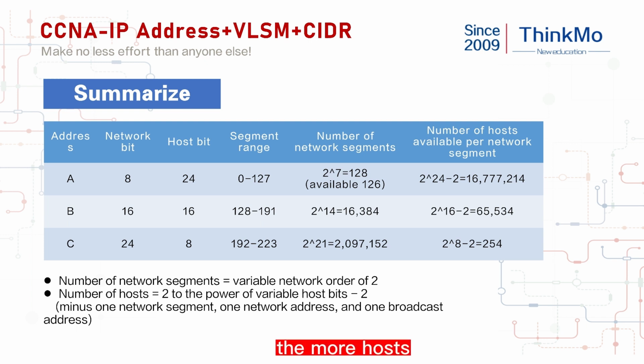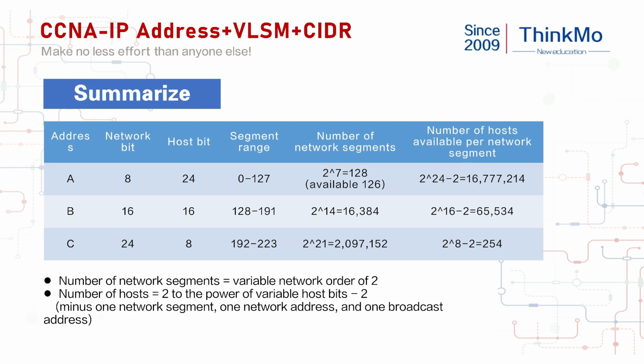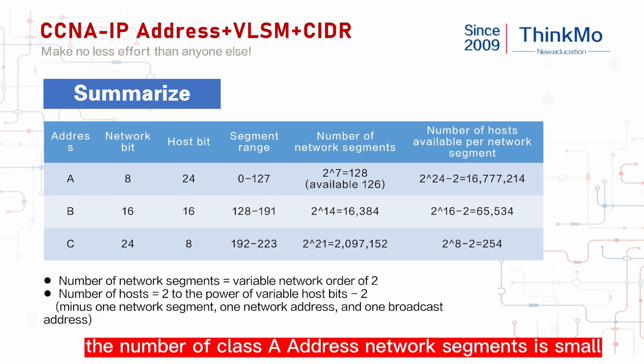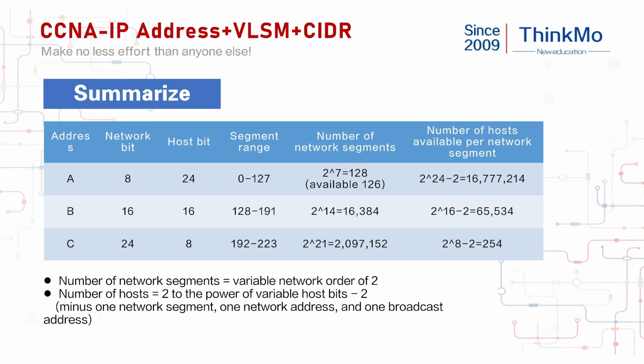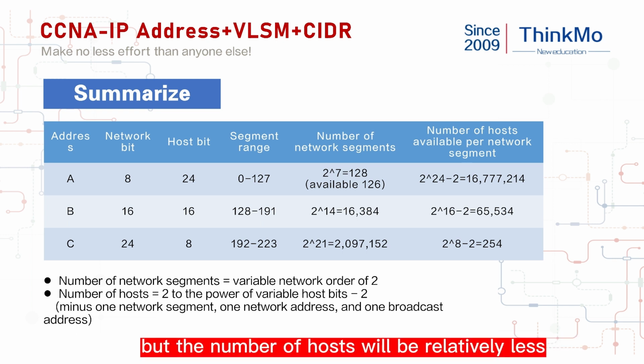The more hosts, the more corresponding addresses can be allocated to the hosts. So you will find it's a peer-to-peer relationship. The number of Class A address network segments is small, but the number of hosts in a network segment is large. Class C has a large number of network segments, but the number of hosts will be relatively less.